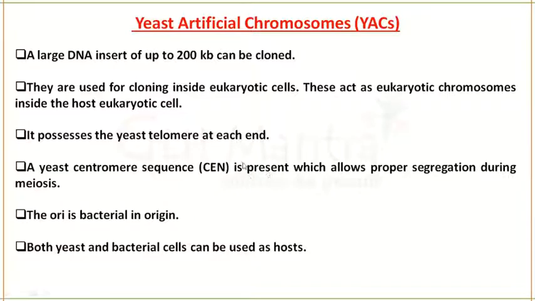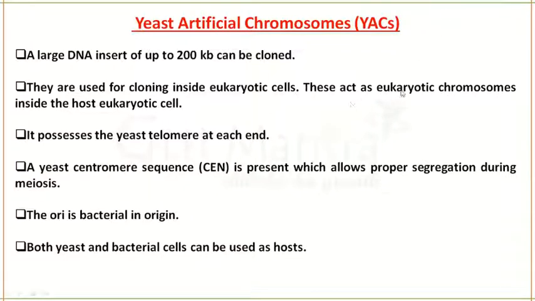Next is yeast artificial chromosome. Very important, guys. Very important. A large DNA insert of up to 200 kilobase can be cloned in the yeast artificial chromosome. This can also be called as YACs. Okay, YACs can have an insert size of about 200 kilobase, and they are used for cloning inside the eukaryotic cells. Okay, bacterial artificial chromosome or BACs we saw, they are most useful in cloning in the bacterial cell. You will put that vector inside a bacterial cell. Yeast artificial chromosome you will put inside a eukaryotic cell. That is the difference. Okay.